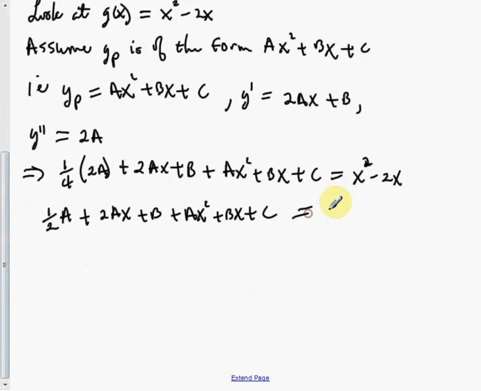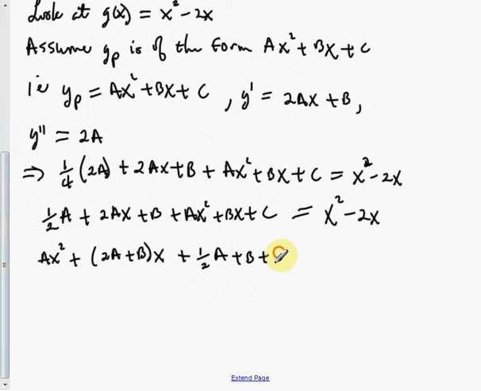Now I'm going to group here to try to make the left side look like the right side. So basically I'm going to write the left side in descending order in terms of their powers. So the ax squared is first, plus, now I want to get the x's. This is 2ax plus bx. I think those are the only two. So parentheses, 2a plus b times x. So now I have left the constants, plus 1 half a plus b plus c. This is equal to x squared minus 2x.